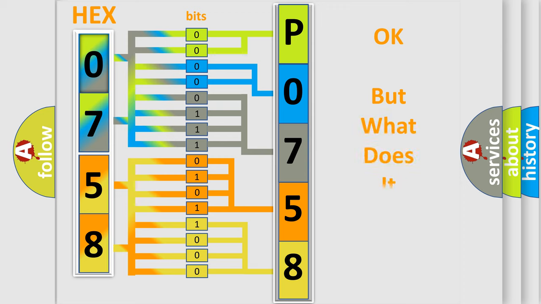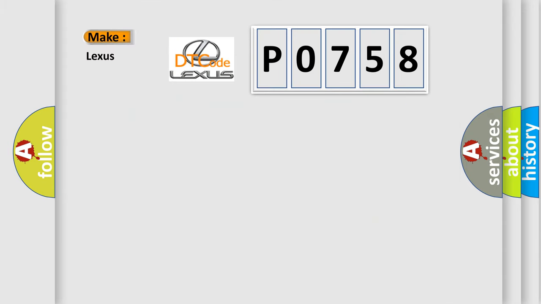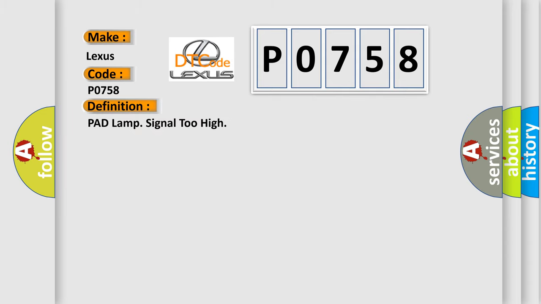The number itself does not make sense to us if we cannot assign information to what it actually expresses. So, what does the diagnostic trouble code P0758 interpret specifically for Lexus car manufacturers? The basic definition is pad lamp signal too high. And now this is a short description of this DTC code.